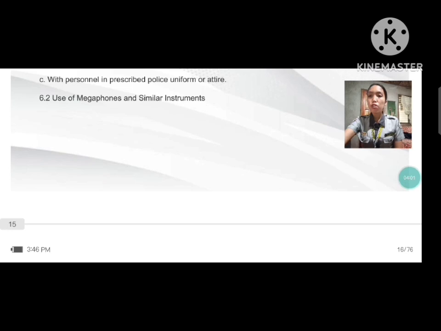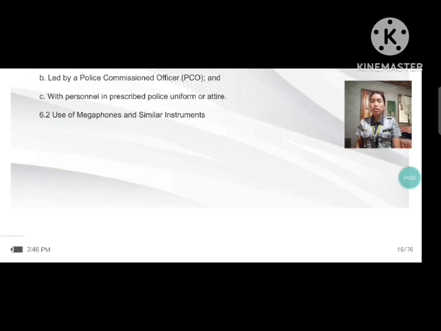Next, the use of megaphones and similar instruments. During operations, the team leader should use peaceful means first. They can use a megaphone or loudspeaker to tell suspects to surrender or cooperate peacefully before using any kind of force. For instance, in a hostage situation, police may use a megaphone to talk calmly to the suspect and ask them to release the hostage instead of attacking right away.